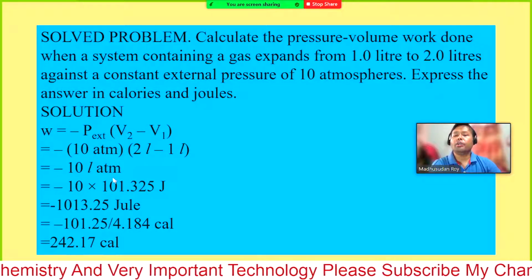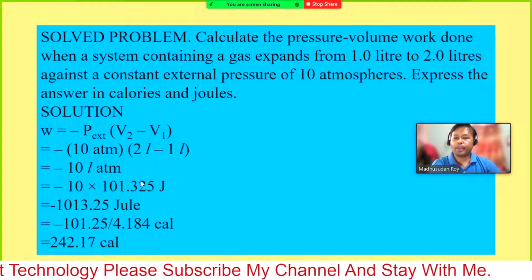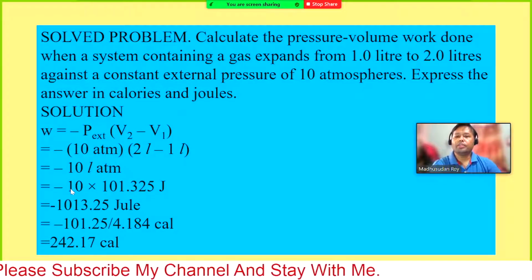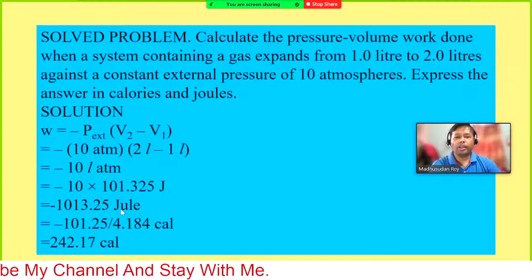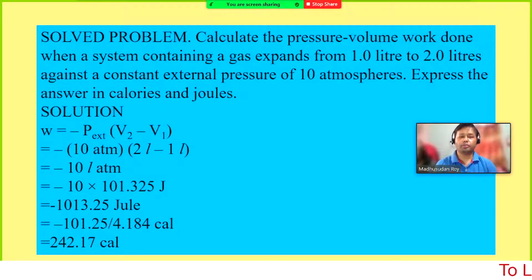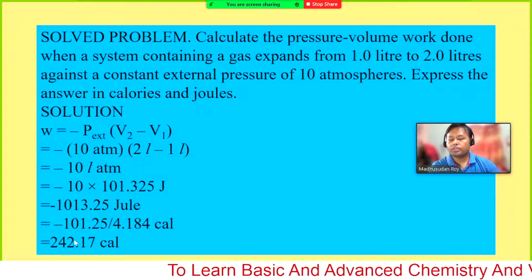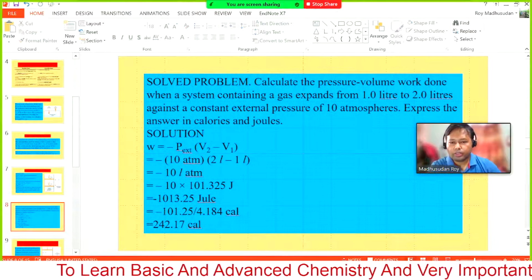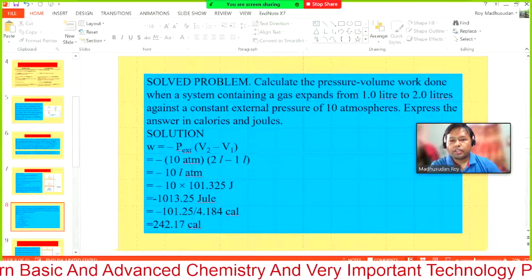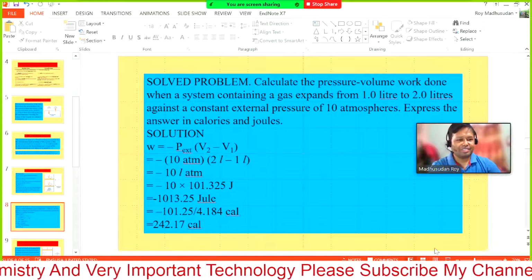Now if you want to convert liter atmosphere to joule, just use the multiplying factor 101.325, that will give you the answer in joules. And if you want to find out in calories, you know the value 4.184 joules equals 1 calorie, just divide by that number, and that will give you the answer. Oh, what happened? There are two terms. Okay, divide by, yes, I thought something was a mistake.